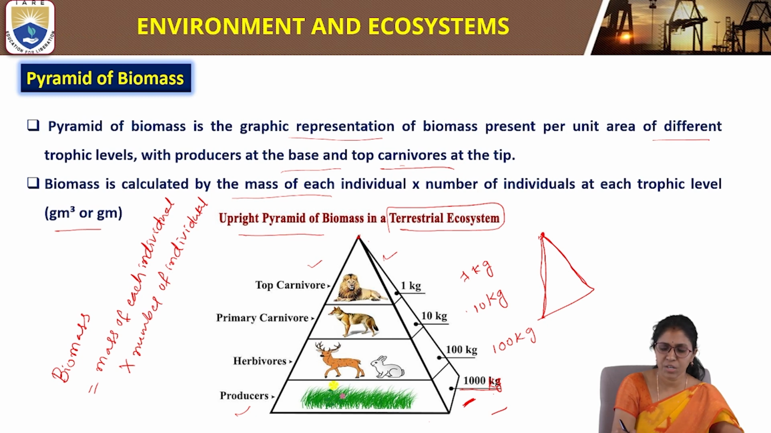So here the biomass is 1 kg, 10 kg, 100 kg, and 1000 kg, increasing toward the bottom. That's why this is an upright pyramid. Biomass is the mass of each individual multiplied by the number of individuals. So this is the pyramid of biomass.